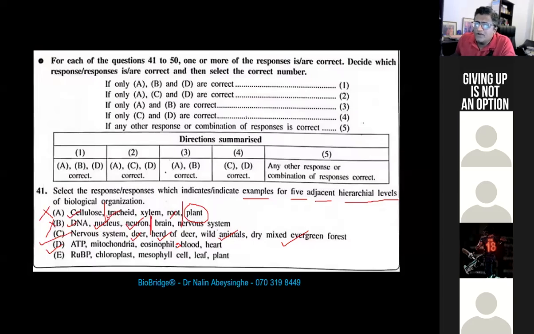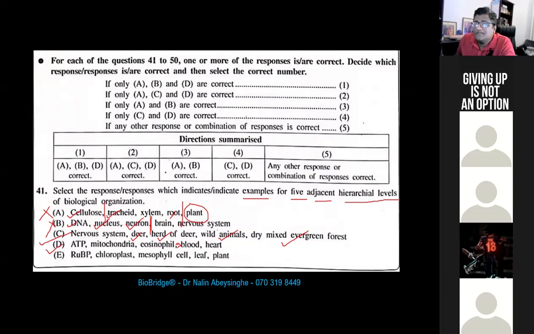Then the other one, ribulose bisphosphate. You will learn about this molecule during photosynthesis, and this is a molecule. Then chloroplast is an organelle, subcellular organelle, right? Then you get mesophyll cell. Mesophyll cell, very good. Okay, mesophyll cell is a cell, right? It's part of a tissue. Then what you should get immediately after?